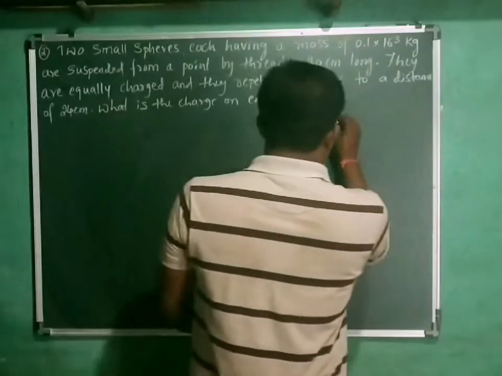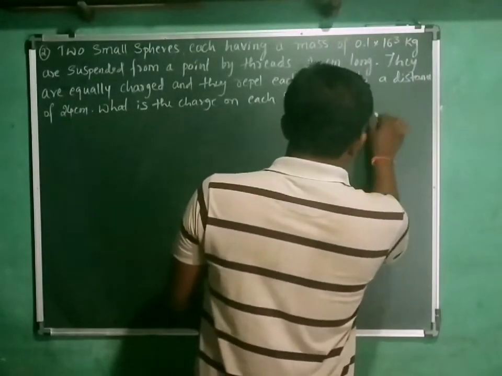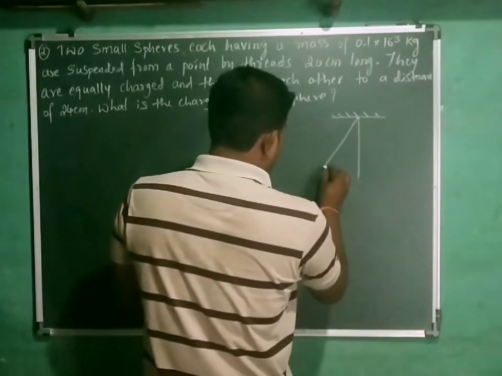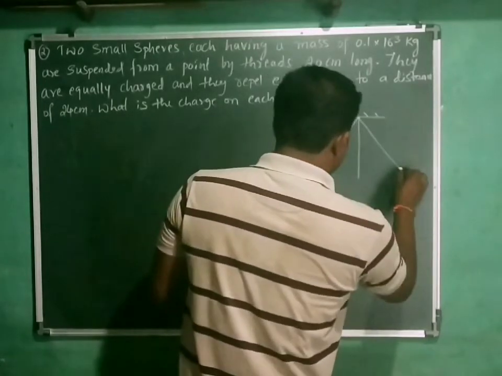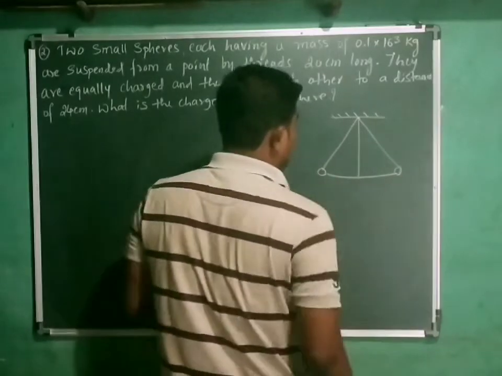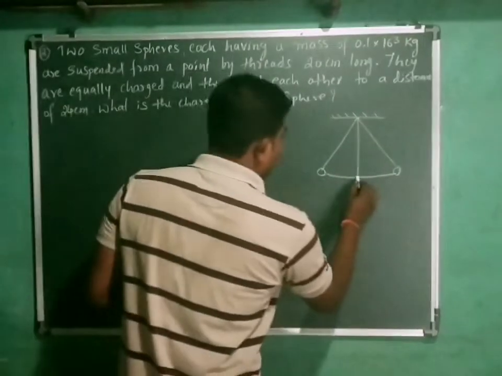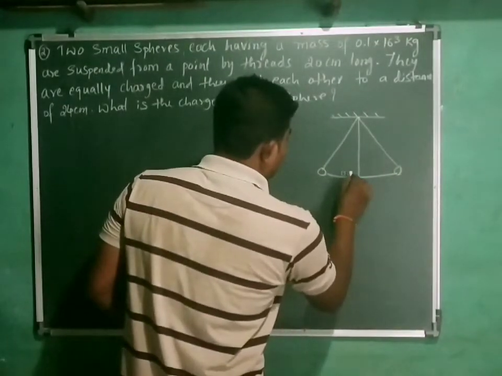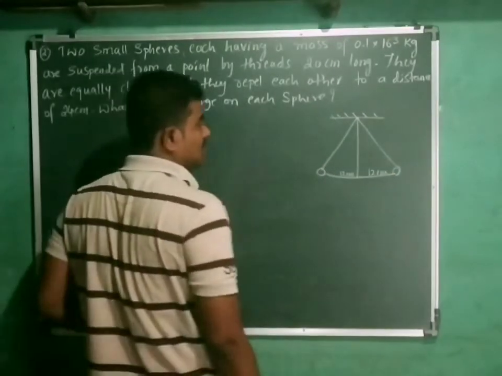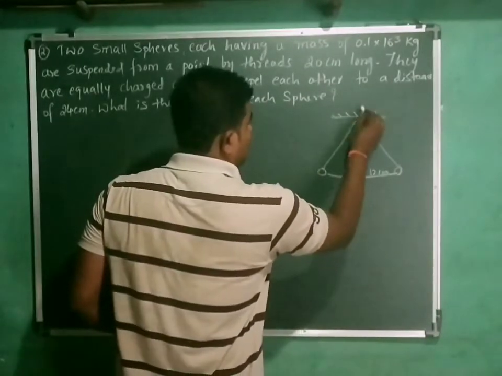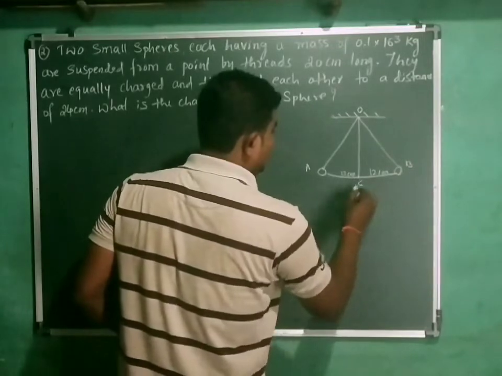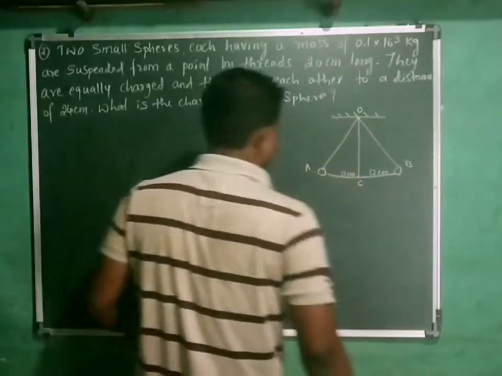See here, this is a rigid support. This is the equilibrium position, and these are the spheres. This distance is given, and this distance is how much? 24 centimeter. Therefore this distance is 12 centimeter, and this distance is also 12 centimeter. The total distance between charges is 24 centimeter. Let us call this O, this A, this B, and this C.